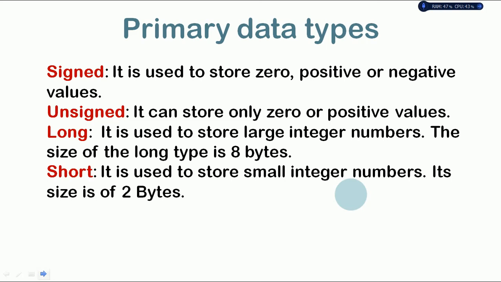And now coming to unsigned, it can take only 0 and positive values. It cannot take any negative values from your keyboard. If you are trying to give a negative value, it shows an error. So if you want to operate with only positive values, then you can use the unsigned data type.